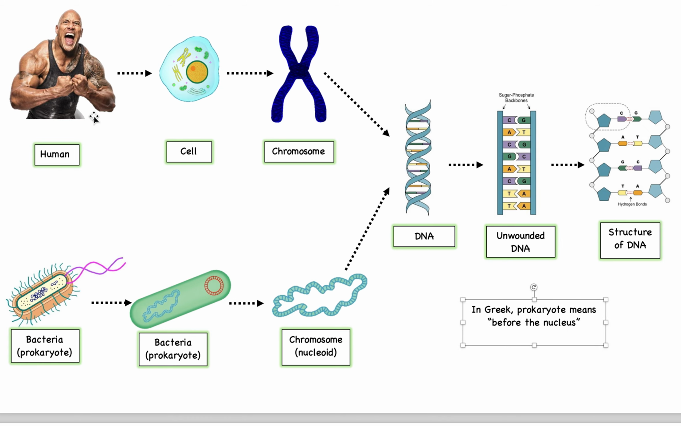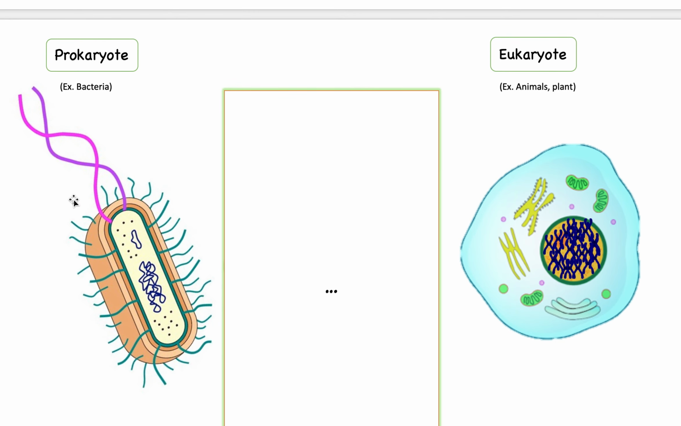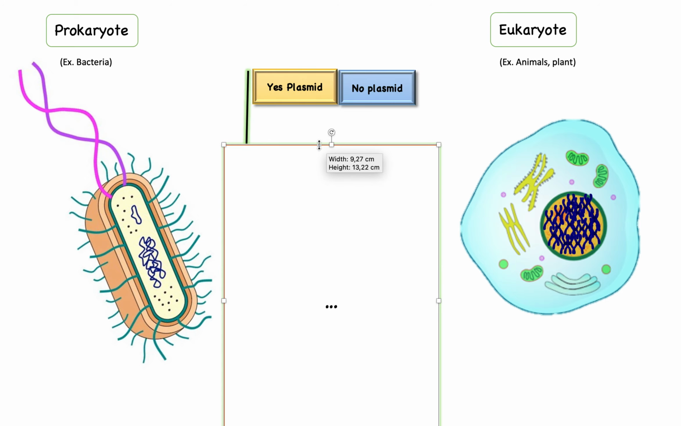So now that you know the main difference between the chromosomes of prokaryotes and eukaryotes, let's look at some other important ones. So again, here we have the prokaryote, here we have the eukaryote. Prokaryotes represent bacteria, eukaryotes represent animals, plants, and that kind of thing. Anything that's multicellular, any organism made up of more than one cell, basically, that's a eukaryote. So let's look at the differences. Prokaryotes have a plasmid.